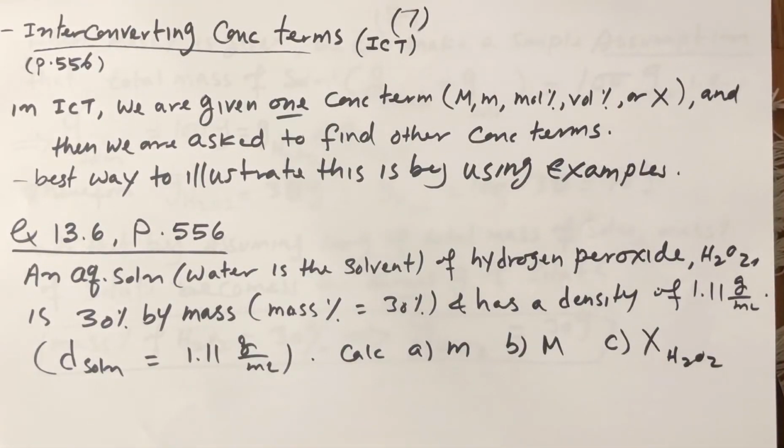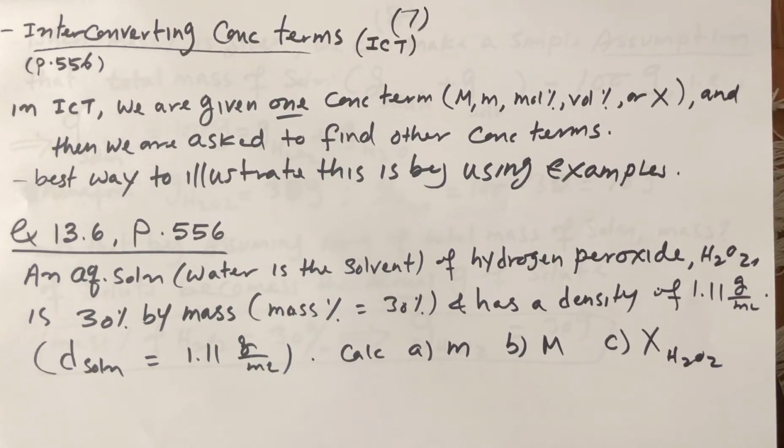Okay, now the next section is called interconverting concentration terms, or ICT. Now, in this section, we are usually given one concentration term, only one. Maybe molarity, maybe molality, maybe mole percent, volume percent, or maybe mole fraction. Only one concentration unit is given. And then we are asked to calculate the other concentration terms.